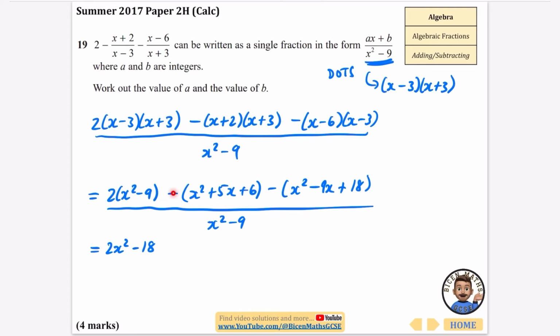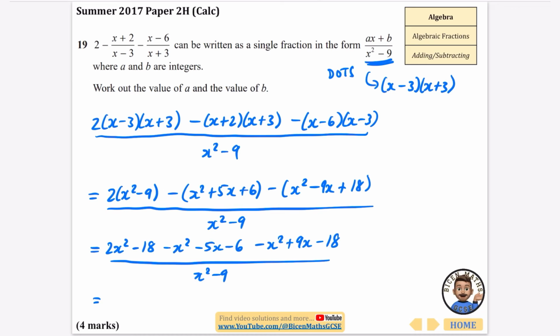Now this negative is going to apply to everything inside that bracket. So it's minus x squared minus 5x minus 6. It's also going to apply to everything in here. So that's going to be a negative, that's going to become a positive, and that's going to become a negative. So we get minus x squared plus 9x minus 18. And that is all divided by x squared minus 9. So all that's left to do now is figure out what happened in the numerator.